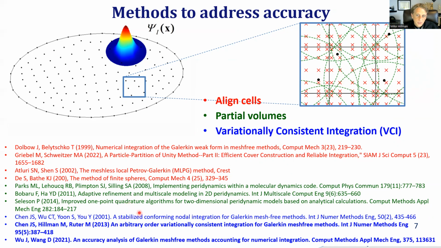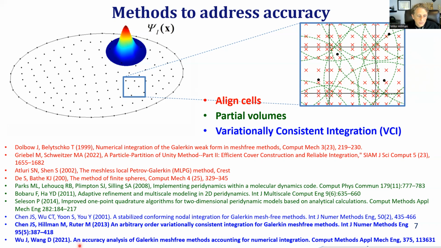Okay, we're going to stick with something called variationally consistent integration, which was known as the integration constraint in the early 2000s. The generalization of that is in this paper, and this is a way to pass the patch test. So it kind of takes a step back and says, well, instead of trying to compute all these partial volumes or align the cells, I'm just going to look at what are the requirements to pass the patch test, or the higher order versions, and try to satisfy those. So you can do that in a variety of ways.